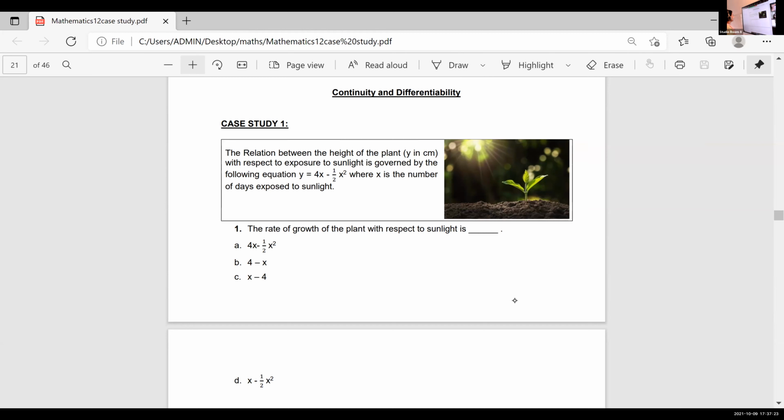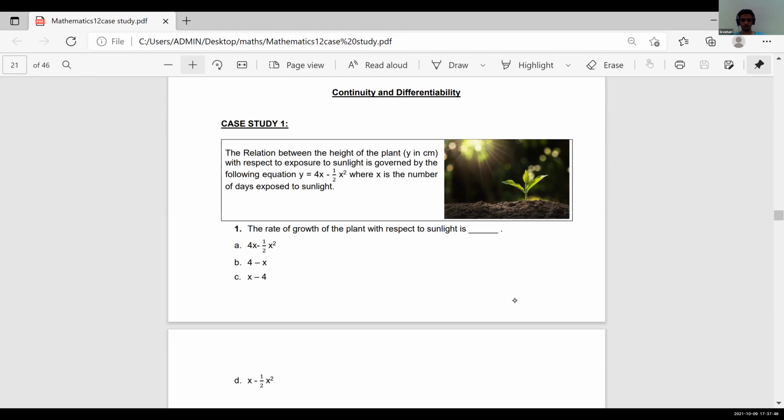What is the answer? The rate of growth of the plant with respect to sunlight, where x is the number of days exposed to sunlight. So it will be the answer. What's the answer, Srihari?